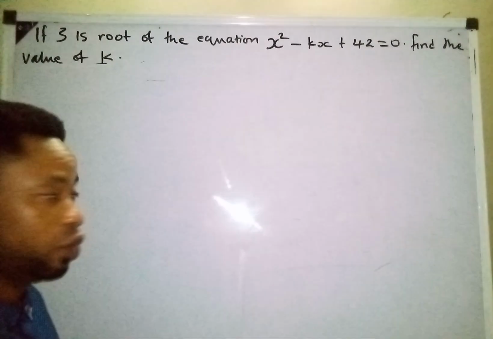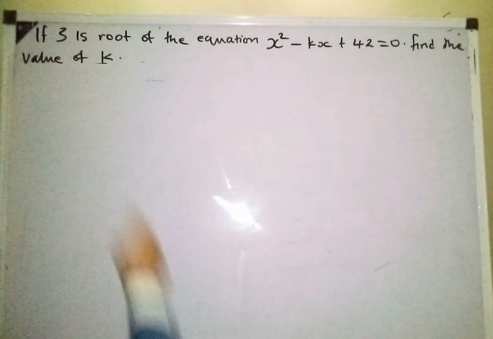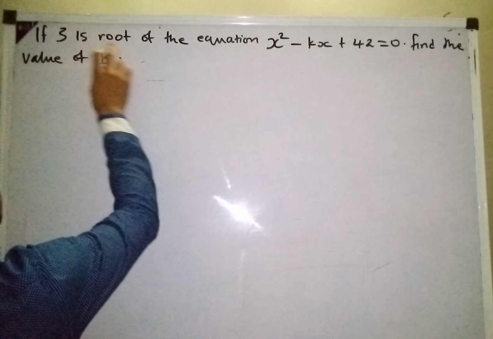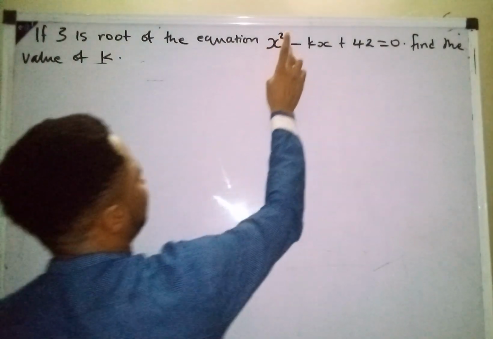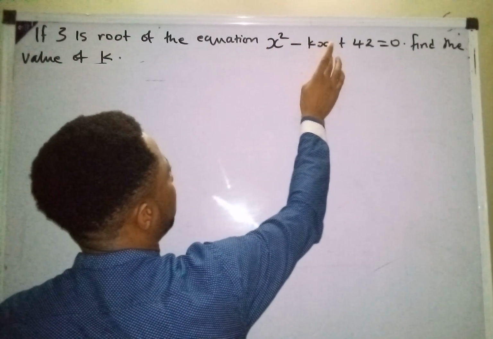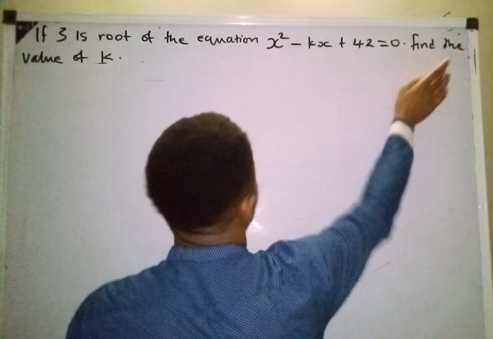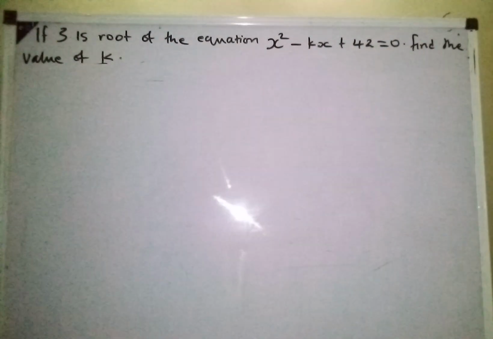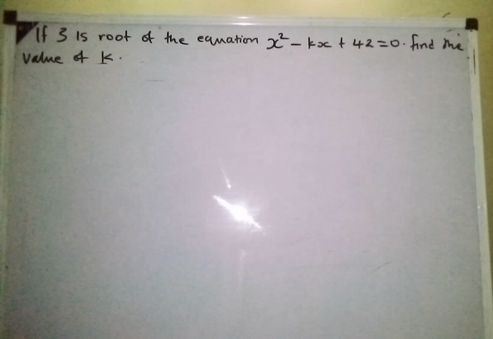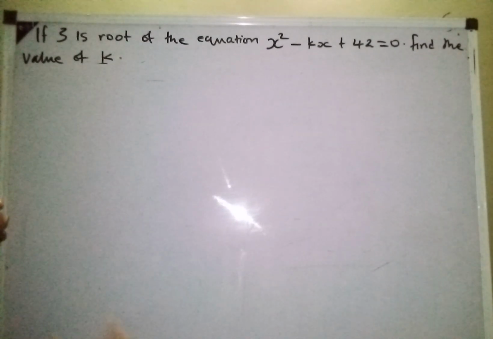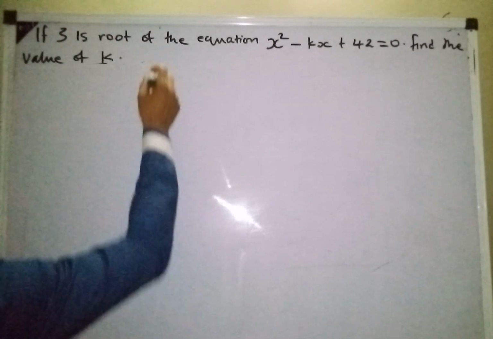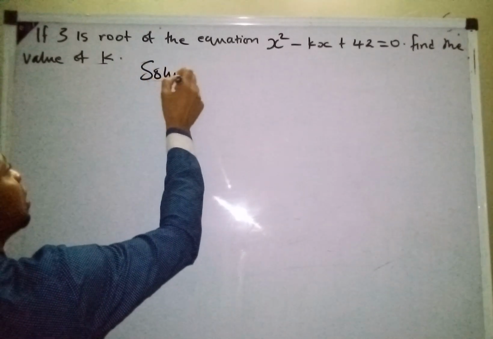In this tutorial we'll be looking at this question. The question says that if 3 is a root of the equation x to the power of 2 plus kx plus 42 equals 0, find the value of k. What we are asked to do is simply to look for the value of k. So to get the value of k, we are going to bring out our solution.